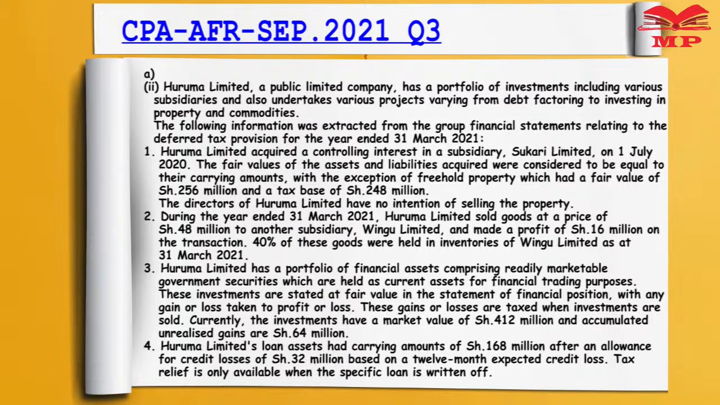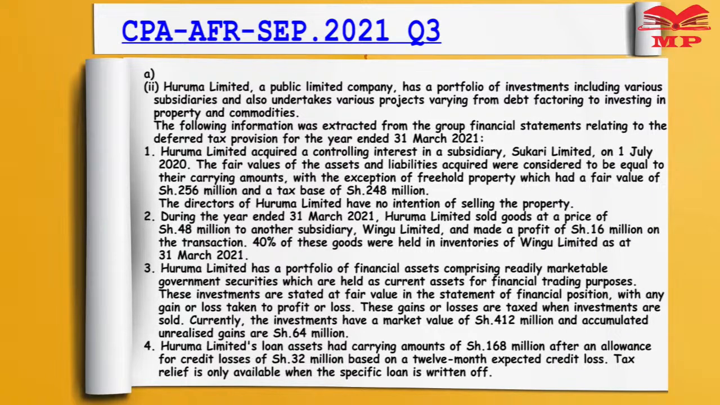Number 3, Huruma Limited has a portfolio of financial assets comprising readily marketable government securities which are held as current assets for financial trading purposes. These investments are stated at fair value in the statement of financial position, with any gain or loss taken to profit or loss. These gains or losses are taxed when investments are sold. Currently, the investments have a market value of 412 million and accumulated unrealized gains are 64 million.